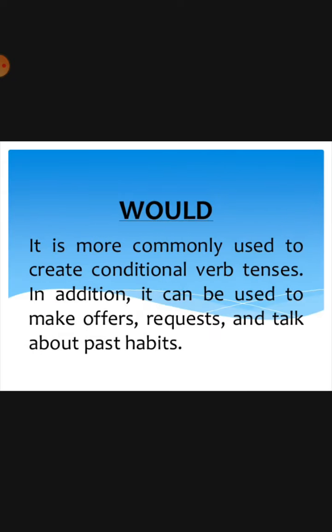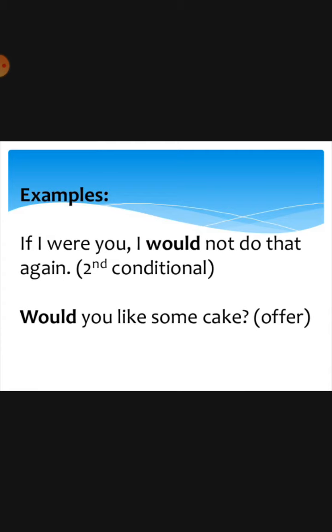Now that is would. It is commonly used to create conditional verb tenses. It can be used to make offers, requests, and talk about past habits. So there are few things when this would will be used. We can say that if I were you, I would not do that again. It means had I been in your place, I wouldn't have made that mistake again. So this is the conditional sentence.